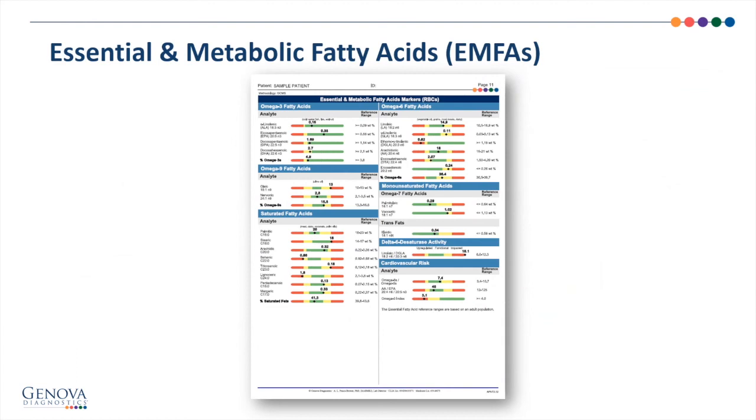Following the amino acid page, we have the essential metabolic fatty acids, the EMFAs. On the NutrEval, this is done by a red blood cell analysis, and we have all these listed out here, the omega-3s, the omega-9s, saturated fats, omega-6s, and even things like trans fats listed on this page, including the very important omega-3 index, which is a strong indicator of cardiovascular disease risk when it's low.